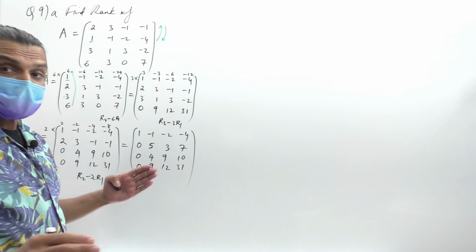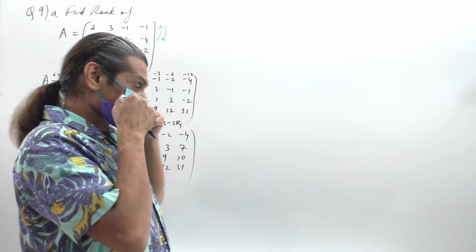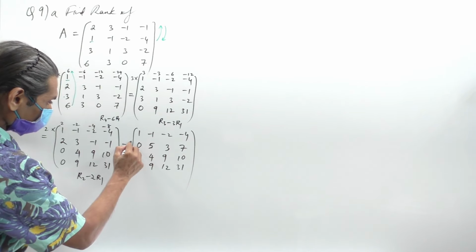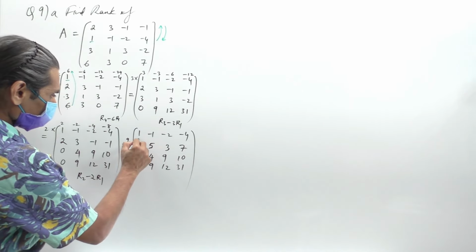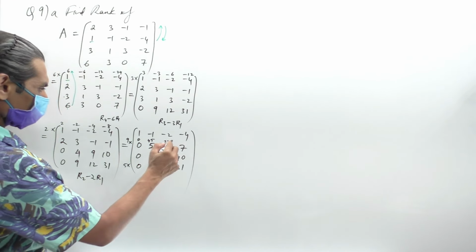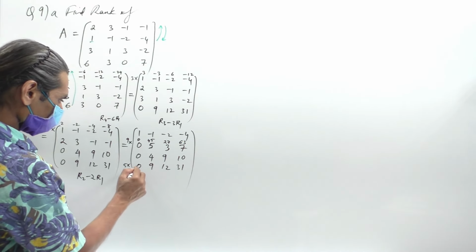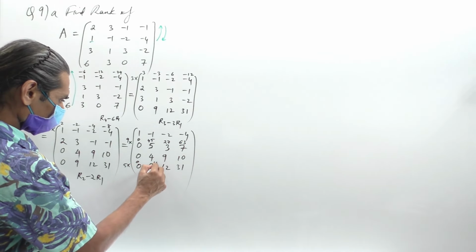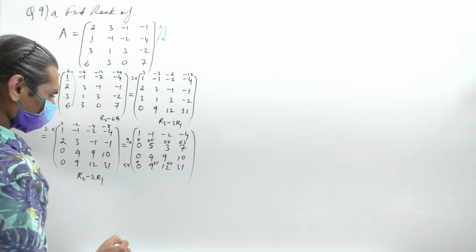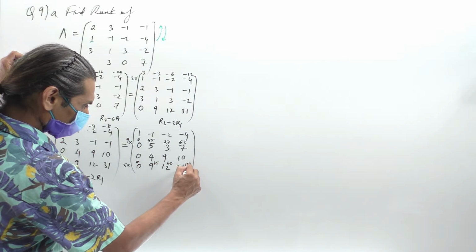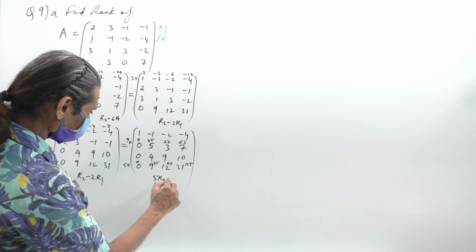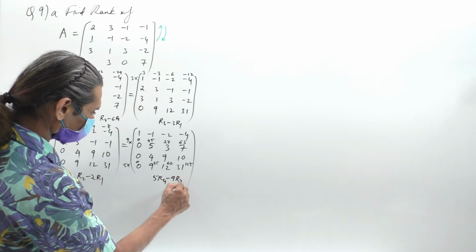What's the LCM? LCM is 9 5s are 45. So what I'll do? I'll divide this by 5 and I'll divide this by 9. So 9 5s are 45, 9 3s are 27, 9 7s are 63, and here 0, 5 9s are 45, 5 12s are 60, and 5 31s are 155, correct? 5 on the 5, perfect. So 5 R3 minus 9 R2.